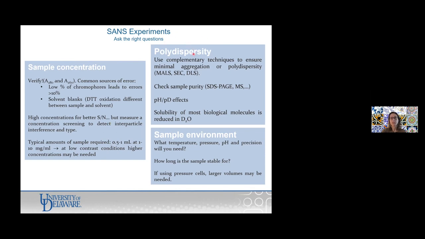I told you about polydispersity. It is a problem because SANS is a technique that averages the data of everything present. So if you have very polydisperse samples, you're basically losing resolution. So use complementary techniques to ensure that you either have minimal aggregation or that you know what the polydispersity of your sample is. Check for purity.